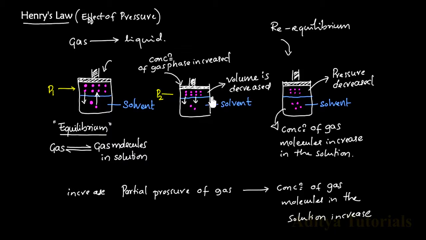The system is adjusted in such a way that the effect of the increase in the pressure is nullified, and because of that reason the gas molecules, whose concentration is more at the surface of the solvent, get immersed into the solvent. You can see here the gas molecules are increased in the solution, but here the gas molecules are decreased. We know that the pressure is directly proportional to the number of gas molecules. As the number of gas molecules decreased here, the pressure is also decreased, and by that the re-equilibrium is established between the gas present above the liquid surface and the gas molecules present in the solution.